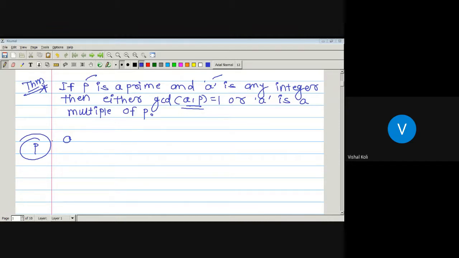Okay, now there is only one possibility: that A is greater than P. But whenever A is greater than P, then either this A is relatively prime to P or it is a multiple of P. For example, if A is equal to 2P, 3P, P square, whatever it will be, then it is a multiple of P. And if it is not a multiple of P, then it must be relatively prime to P. And that is what we have to prove.